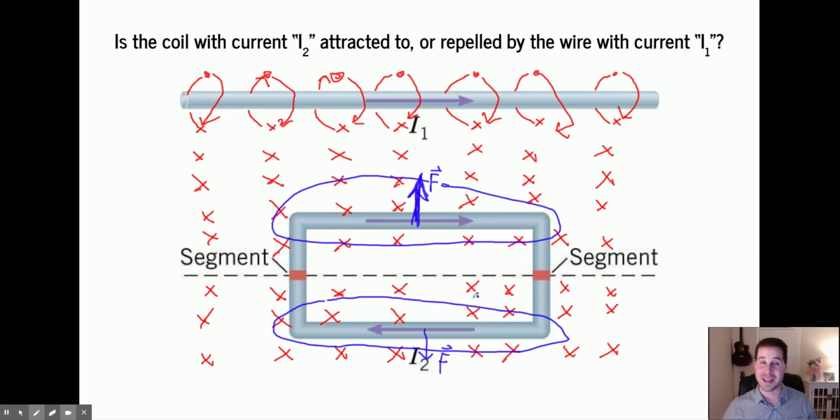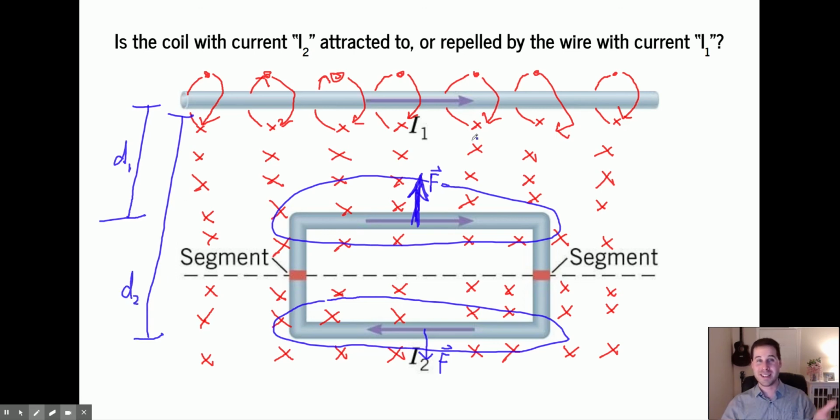Why is that? It's because, as I mentioned, there's actually a stronger magnetic field in this location than there is in this location. Why? Because the distance is greater. So if I were to measure out this distance here, call it D1, and measure out this distance, call this D2, those distances would be plugged into formulas that tell you how strong the magnetic field is. And plugging in a smaller distance would actually result in a greater strength of a field. A stronger field means stronger forces.